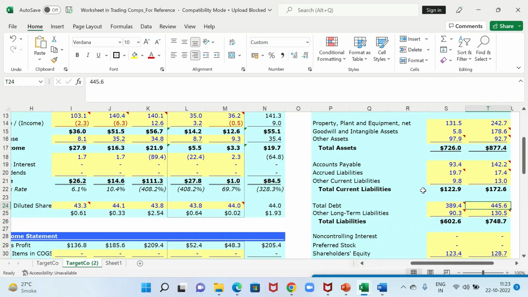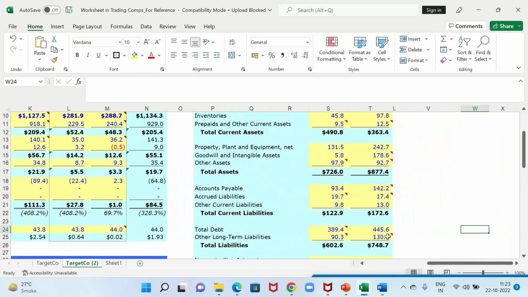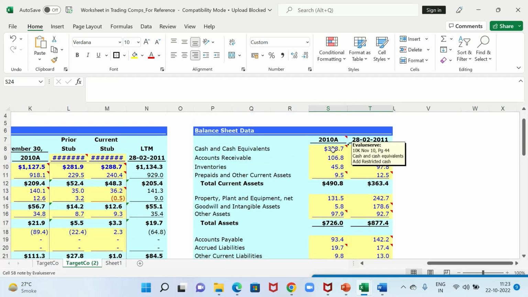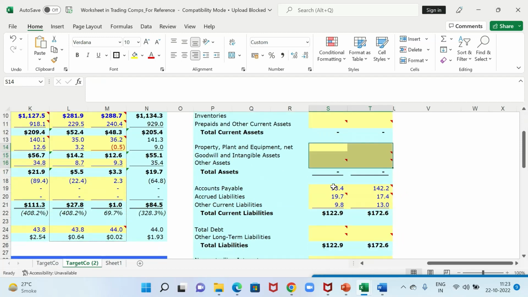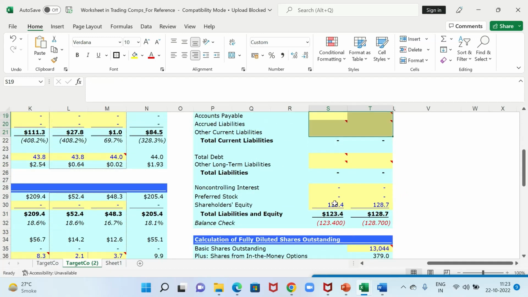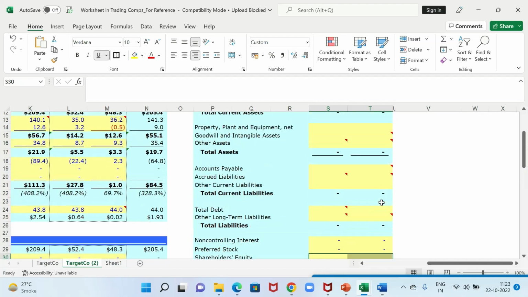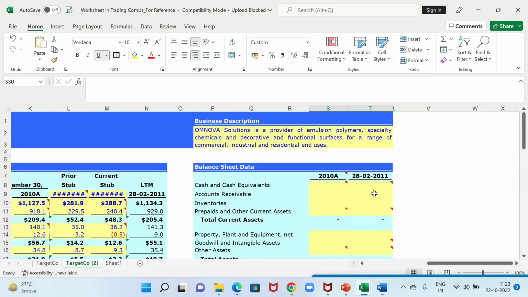To spread total debt. Remember, I'm not spreading the entire balance sheet. We are just concerned with the enterprise value over here. So I will take the as-on-date one, right?